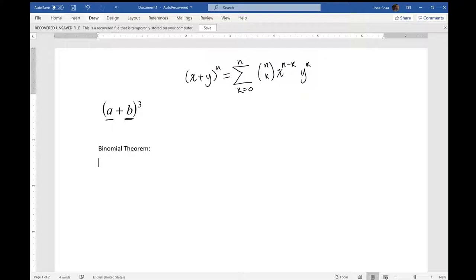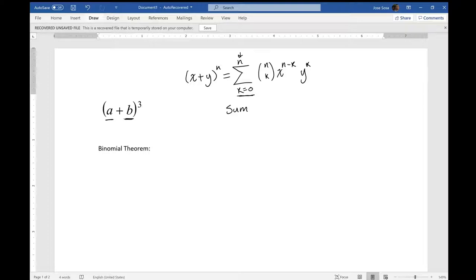Okay, so what is this saying? First of all, what is this thing here? That thing there means sum. And as you may know, that means adding. So we're adding a bunch of terms, and this subindex here means start at zero, and we're going all the way up to n, whatever n happens to be.